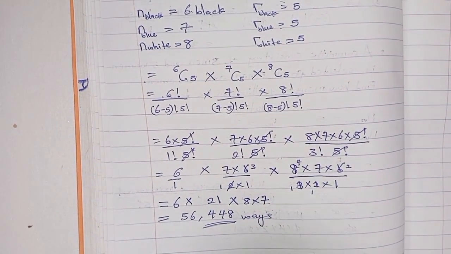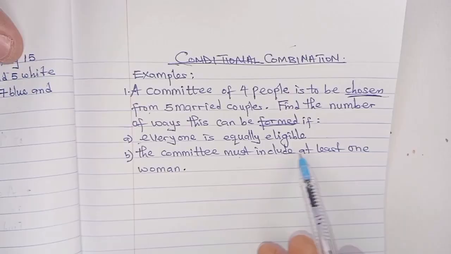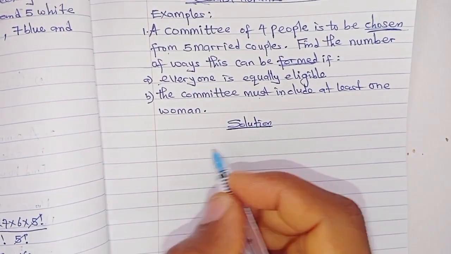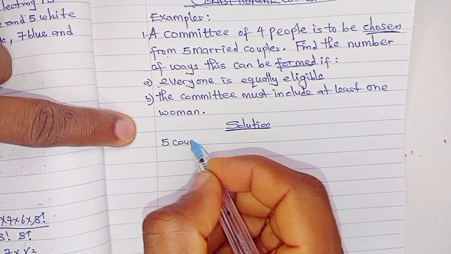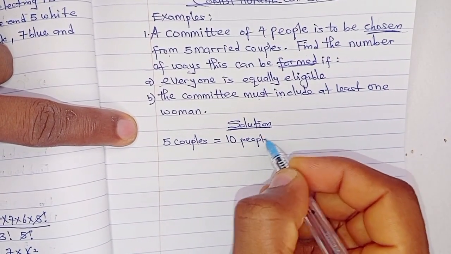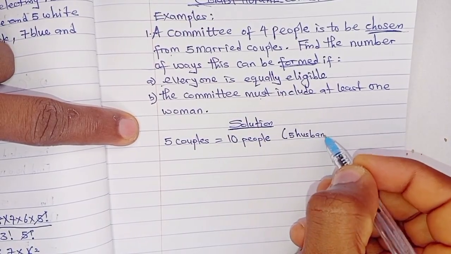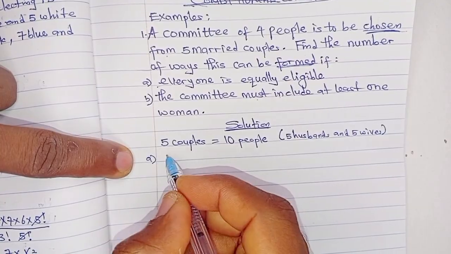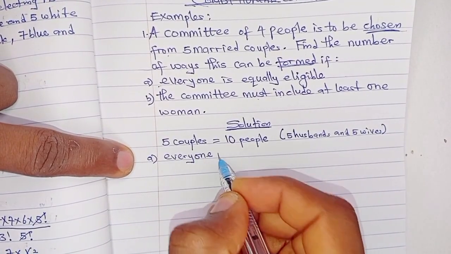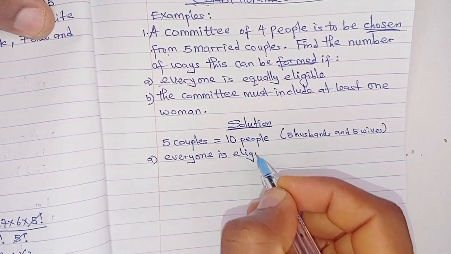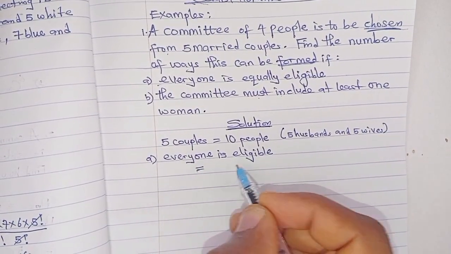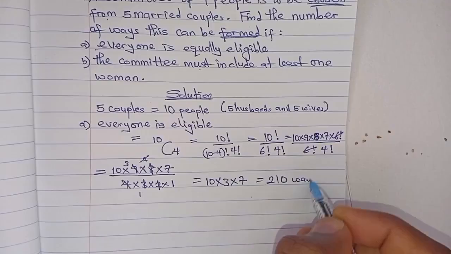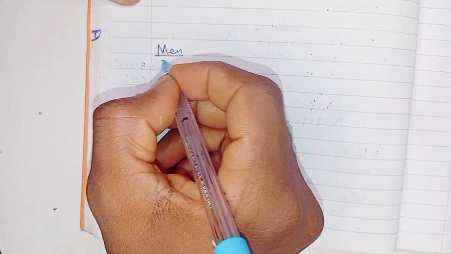Now let's dive into conditional combination. Looking at example 1, choosing 4 people from 5 couples. 5 couples make 10 people, 5 husbands and 5 wives. So choosing the committee when everyone is eligible will be 10C4. Using the formula of combination and following all due expansion and division properly, we'll obtain 210 ways of doing so.